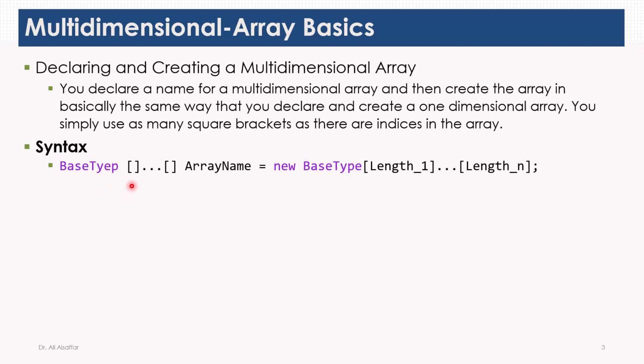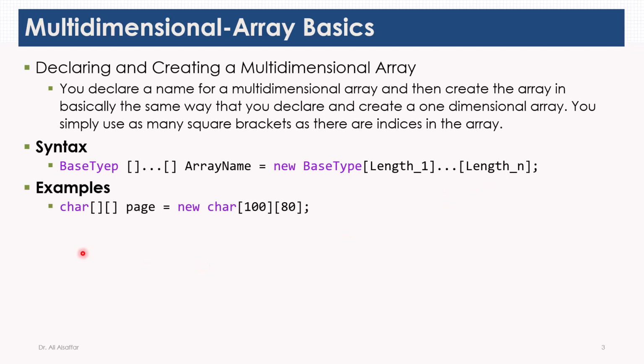If you have one, you just put one square bracket. If it is two, two square brackets. And for more, you just put as many square brackets as you want for the dimensions, followed by the array name, followed by equals, and here now you are creating the array. So you write new and the base type, and then you put the length for each dimension. So this is the length for the first dimension. You put the length for the second dimension until the size of the last dimension, which is n.